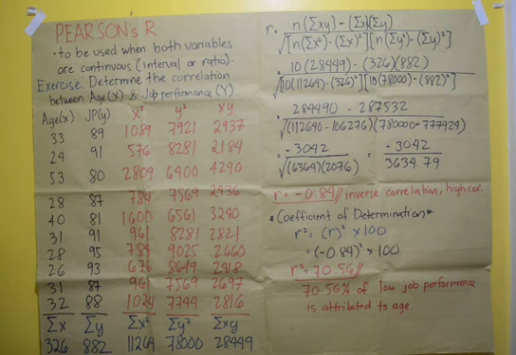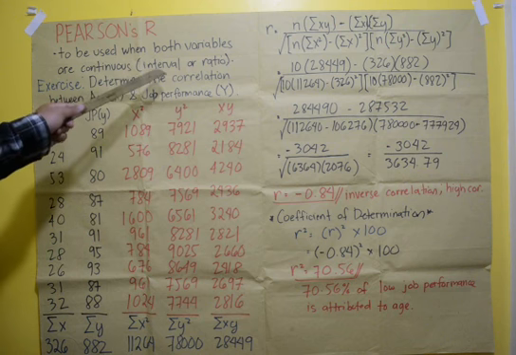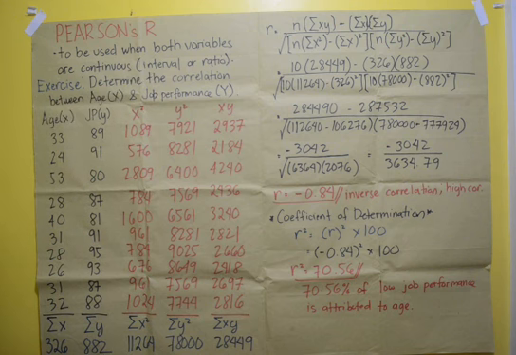Or in a political economy point of view, you want to know if the gross domestic product, which is interval, continuous in general, has something to do with, has correlation with human development index, which is also interval. So Pearson's R yung gagamitin natin.